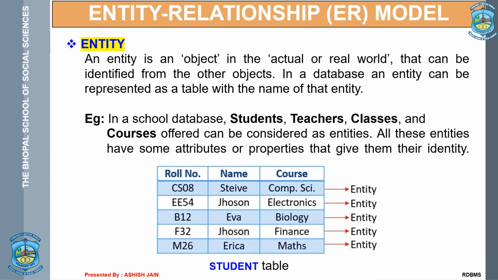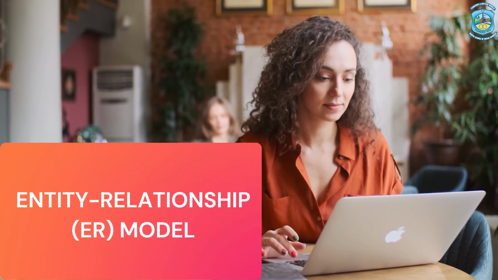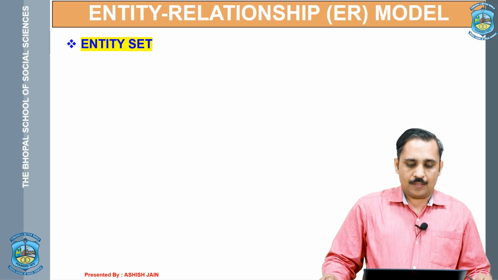So here we have a table known as student table. Here we have three columns. The first one is called roll number, second name, and then course. Each of these rows represents the details of one student, that means one entity. So one row of information is called a tuple, and a whole bunch of tuples is called a record, right? Such a representation in tabular format is called relational model.